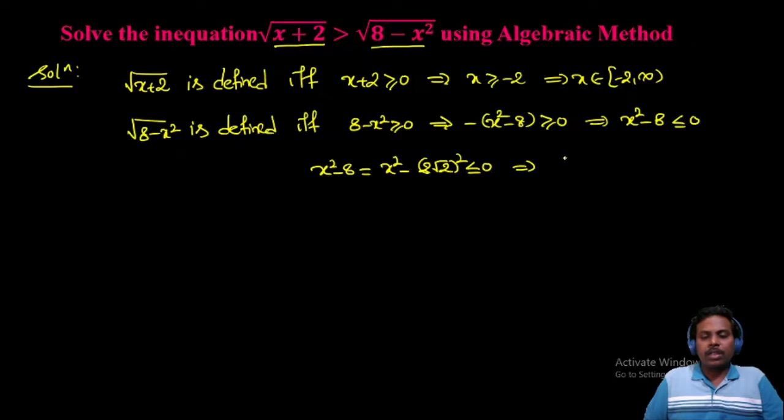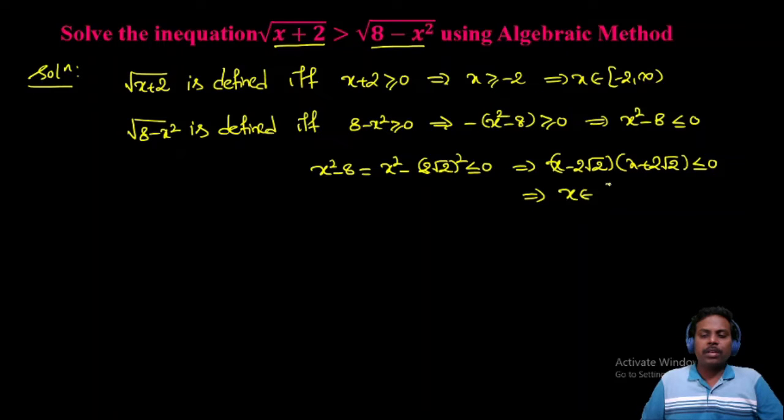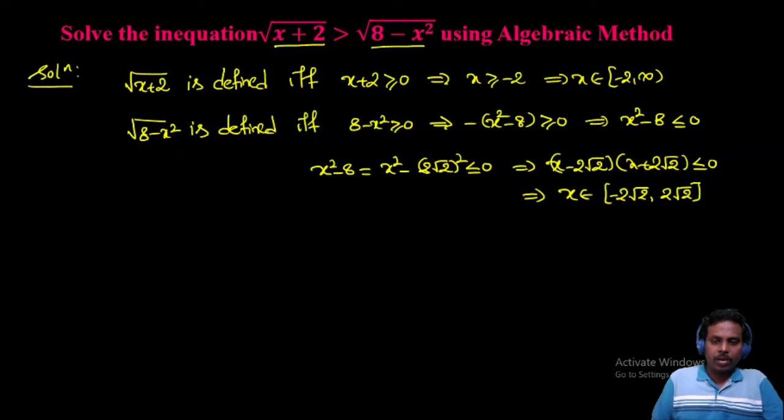So this can be written as x minus 2 root 2 into x plus 2 root 2 less than or equal to 0. The solution for this quadratic inequation is x belongs to the closed interval minus 2 root 2 to 2 root 2. Here we have written closed interval because of the inequality sign. Hope you have understood this.